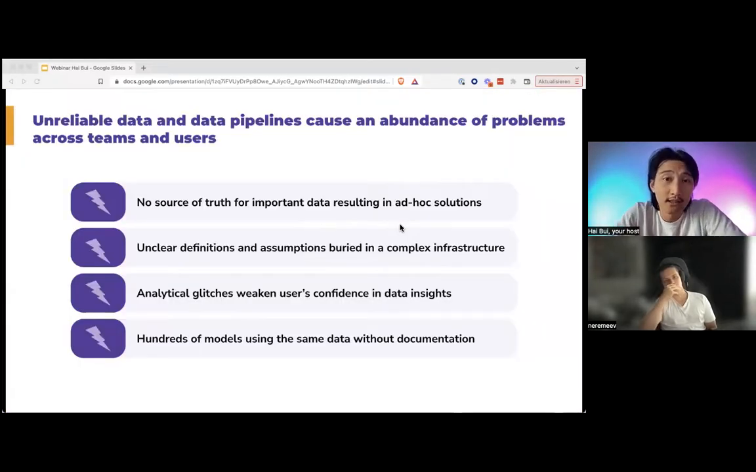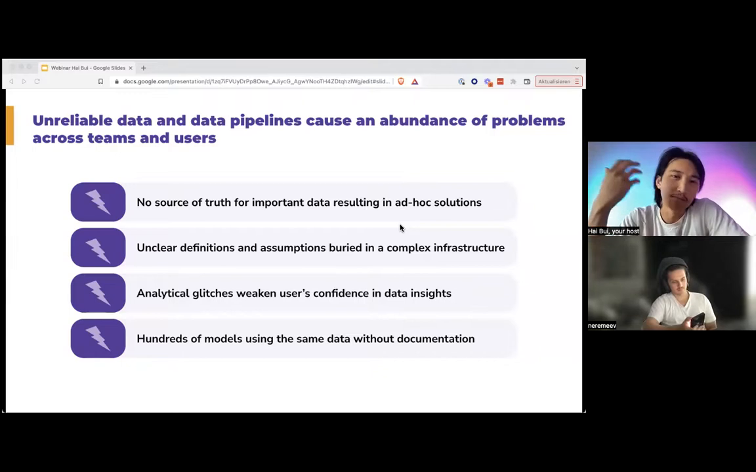How can you be sure that the data did not get corrupted, that the person entering records did not make any mistakes? The big problem when your stack grows bigger is that there could be no source of truth for important data. So data engineers have to develop some ad hoc solutions, which is very hacky. There could be no clear definitions, so no documentation on how specific metrics are calculated. For example, lead conversion rate: when does someone qualify as a lead? That's just one example.